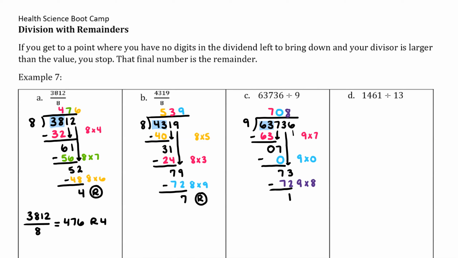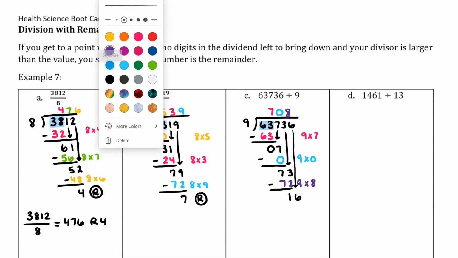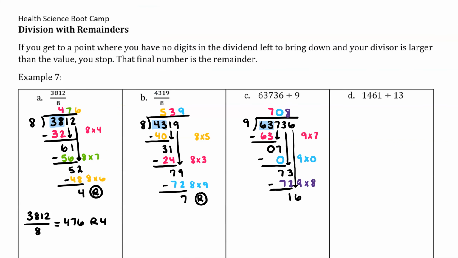Now we've got one last digit down here, 6. So what can I times 9 by to get close to 16? Well, 9 times 1 is 9. So 1's going to go upstairs and 9's going to come down for subtraction. And when I subtract, I get 7. So 7 is my remainder.